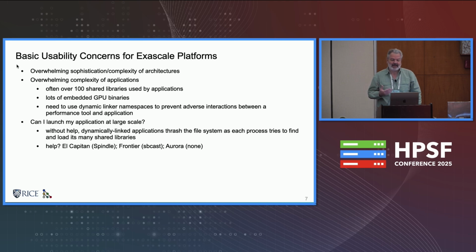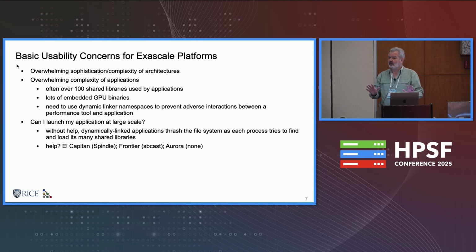It's really painful. Without help, dynamically linked applications, which are the typical standard, where you have your application and a separate set of libraries that it uses, all get loaded into the address space of each of the MPI processes as the application gets launched. There's a load library path that says these are the places where you might find the libraries. So for each of the 100 libraries in the system, you might look in 100 different places and ask, is it there, is it there? And so you end up thrashing the file system. A tool called Spindle has been built at Lawrence Livermore. There's something called SBcast on Frontier, which is a second-rate solution, and there's nothing on Aurora. And so launching at scale on these systems is hard.